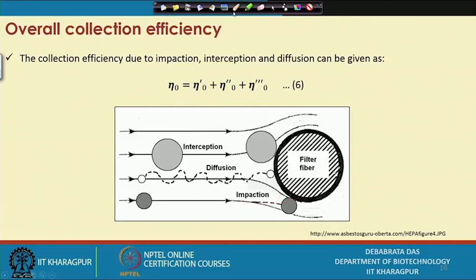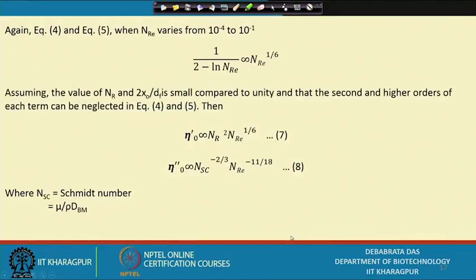This can be explained like this. Now, we find that the overall collection efficiency is proportional to N_R squared, N_Re to the power 1/6, and eta 0 2 dash is proportional to Schmidt number to the power minus 2/3 and Reynolds number to the power minus 11/18.